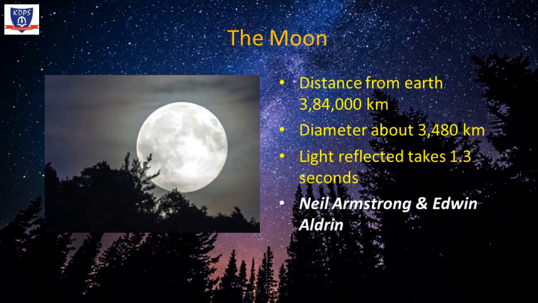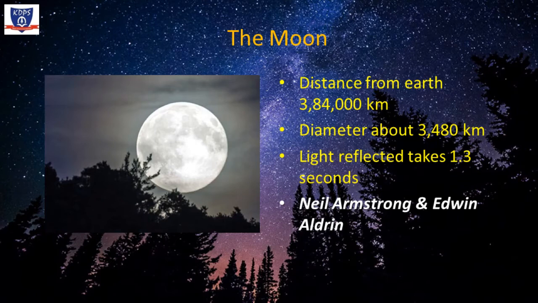Too quick, huh? The days on the moon are very hot, that is 120 degrees Celsius, and nights are very cold, at minimum minus 120 degrees Celsius. Two American astronauts, Neil Armstrong and Edwin Aldrin, were the first people to have landed on the moon on 21st July 1969.